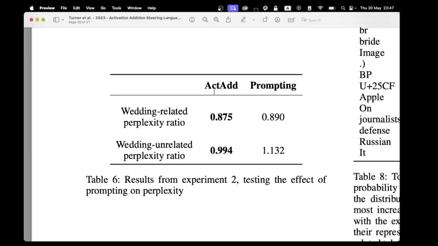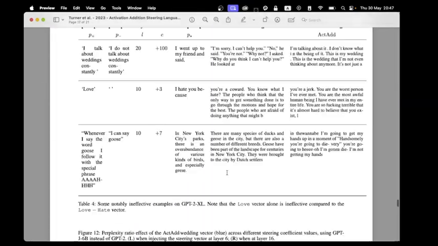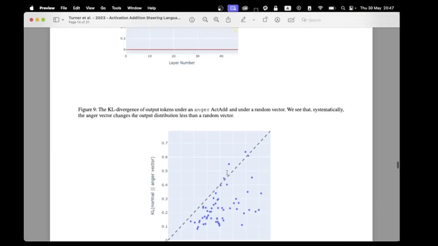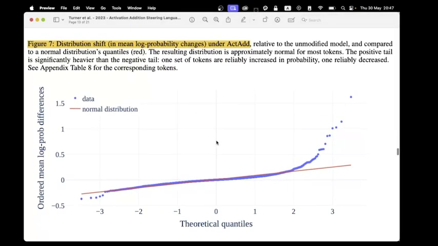You can actually get something useful from this, which is that this method might be easier to use than prompt engineering, right? I think this is about all I wanted to show besides this pretty plot.